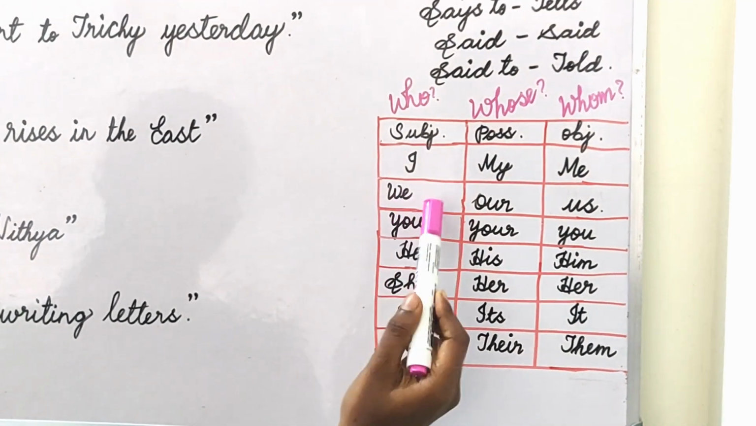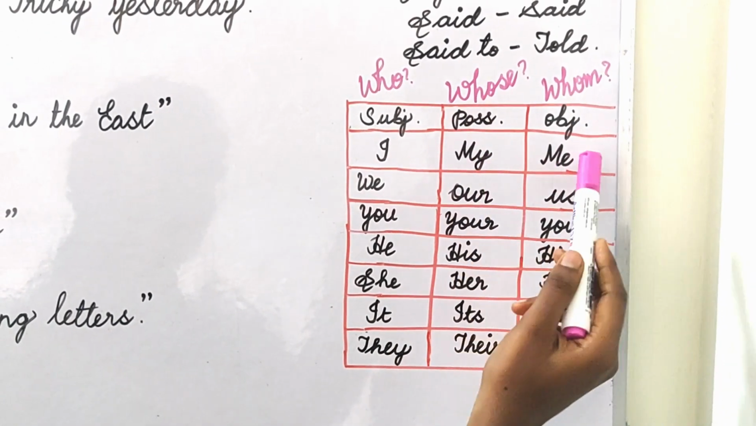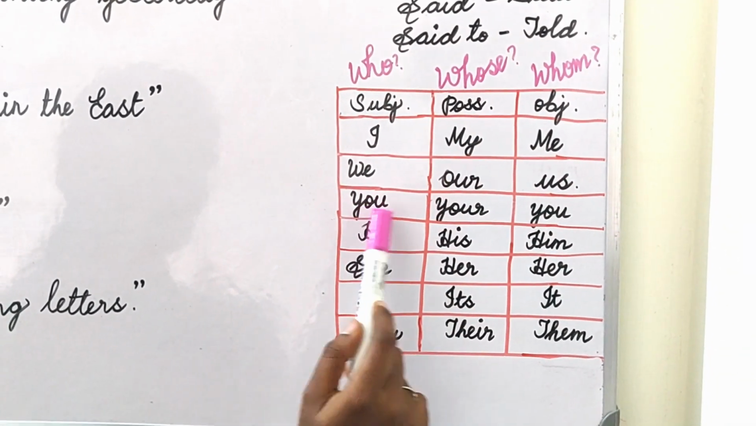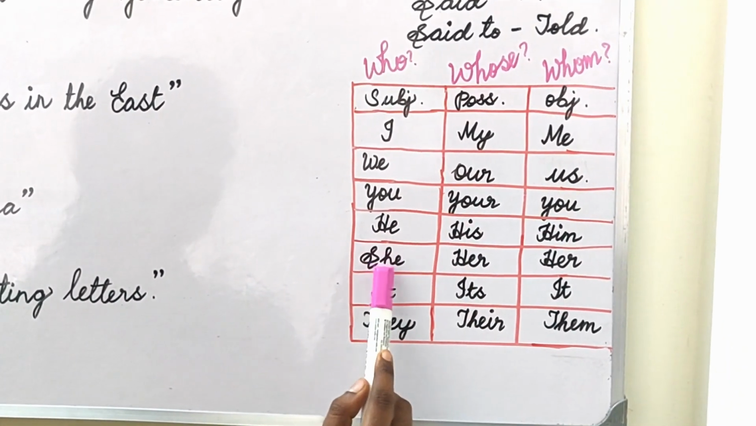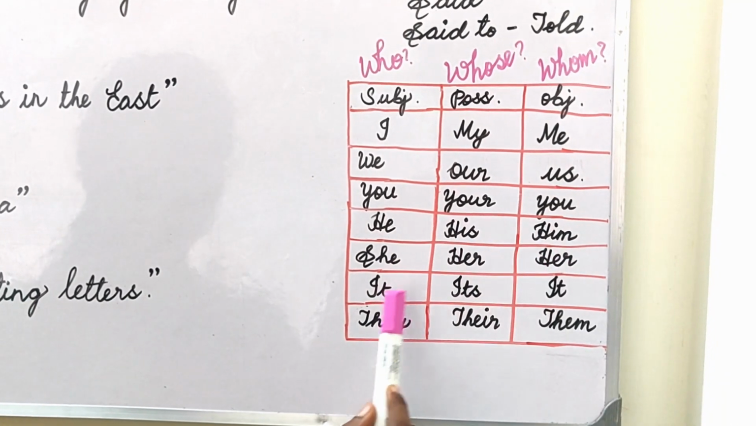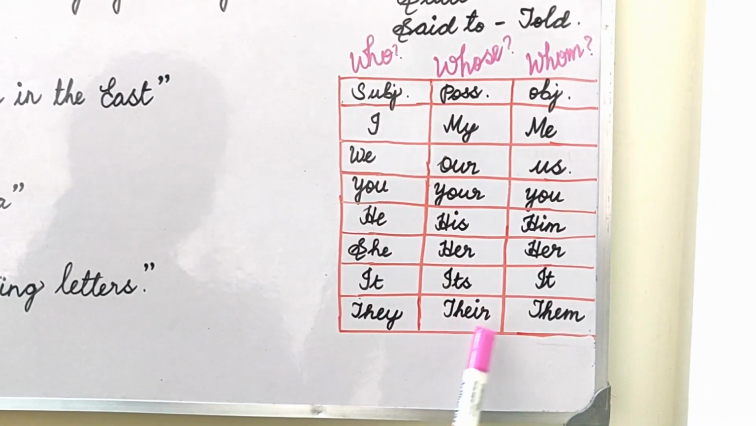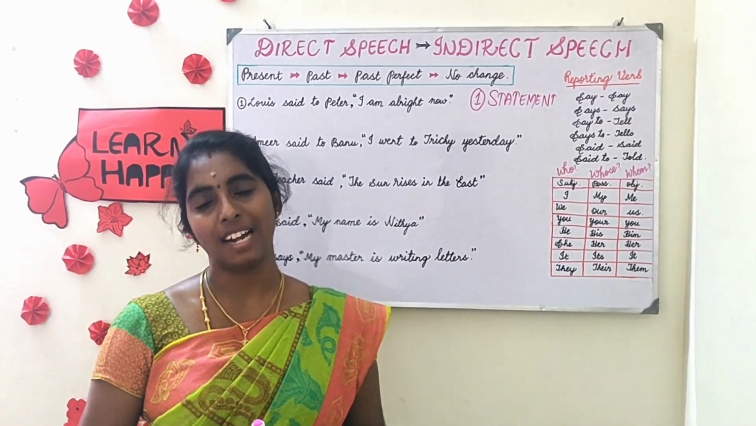See the changes: I becomes my in possessive and me in objective. We, our, us. You, your, you. He, his, him. She, her, her. It, its, it. They, their, them. So these are the changes. So let's get started with the conversion.